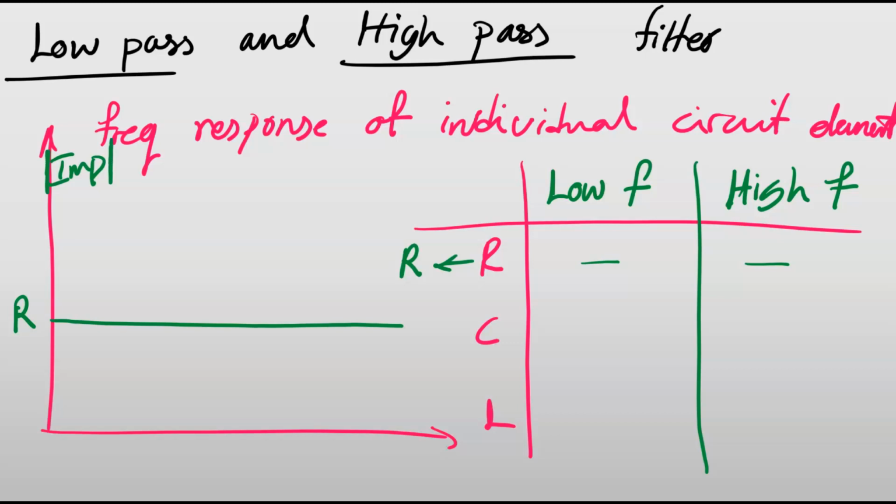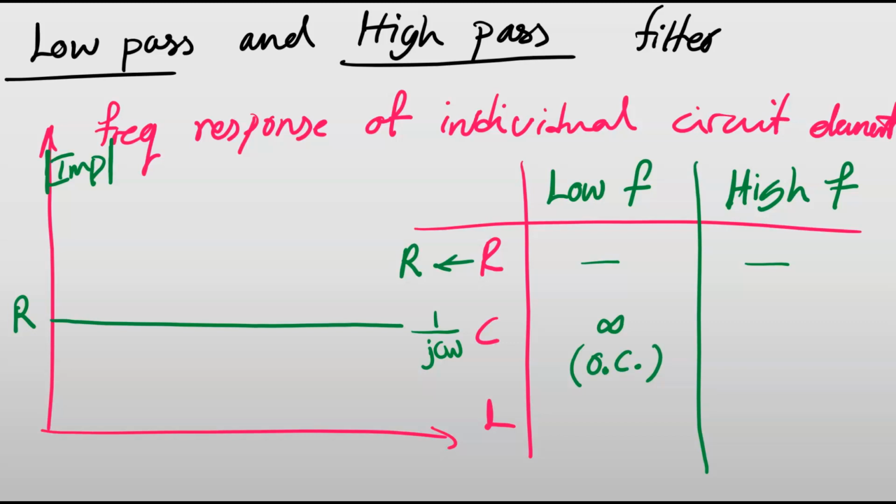If you're talking about a capacitor, the capacitor can be modeled by 1 over jCω. So as you can see, if we are talking about low frequency, it means that ω is close to 0, and 1 over a number close to 0 is infinity. So the impedance is infinity, and it means that the circuit acts like an open circuit.